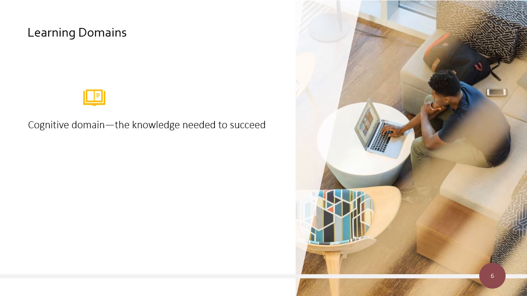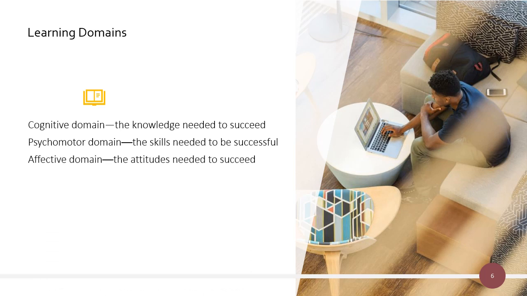Learning domains. Learning occurs in 3 distinct domains: cognitive, psychomotor, and affective. Some learning sessions will involve only one domain. Others will involve all 3. The cognitive domain is very important because it addresses the knowledge that a patient needs regarding his or her illness and how to manage it.